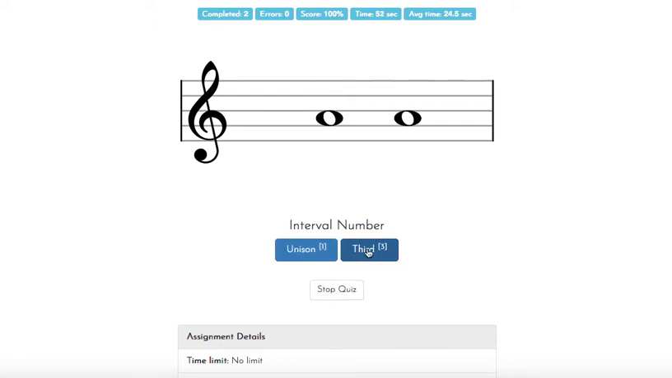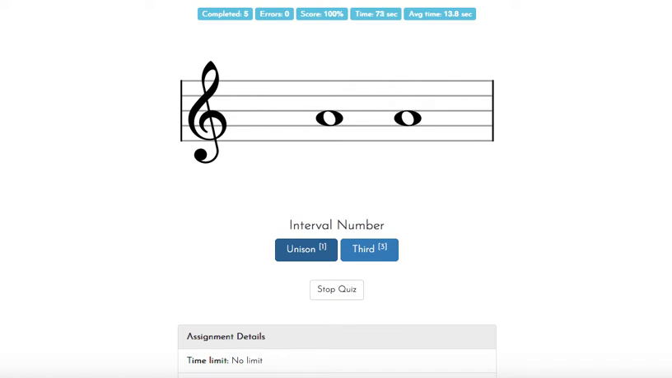Now here's an example of a unison where it's on the same space. So I'm going to go here, and this time I'm going to press number 1 on my keyboard, and you can see that. And we have a unison here as well. I'm going to hit 1, and we have a third right here. I'll hit the number 3.